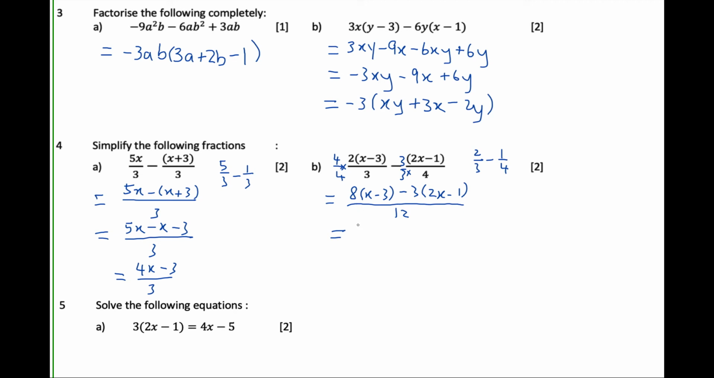Open up the brackets. We have 8 times x and 8 times minus 3, minus 3 times 2 minus 6, minus times minus plus 3 times 1, 3. Like terms, 8x minus 6x is 2x, and minus 24 plus 3. So we create a zero pair by taking out a negative 3 here, leaving behind negative 21. So negative 3 plus 3 will give you the zero pair.